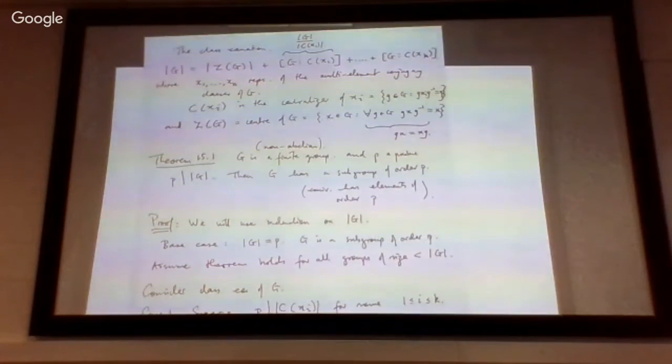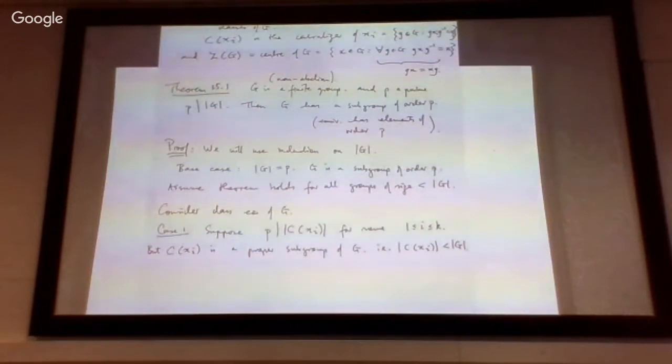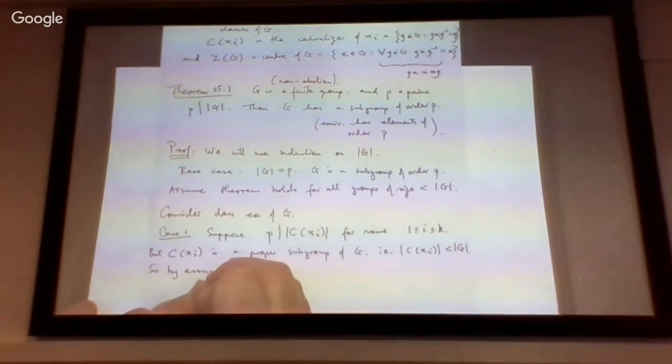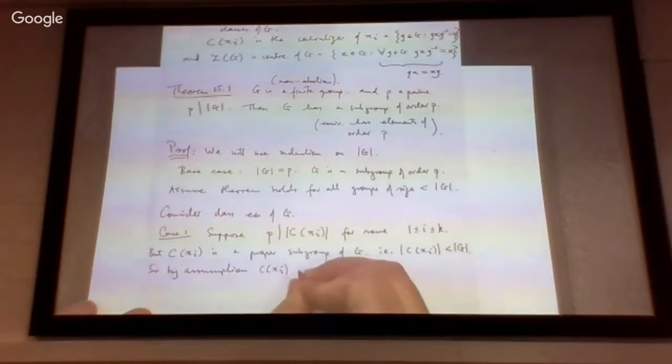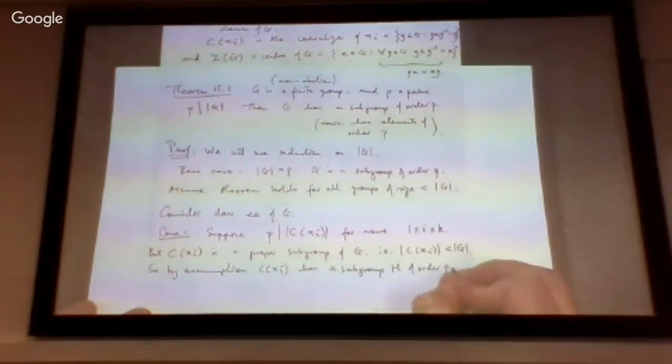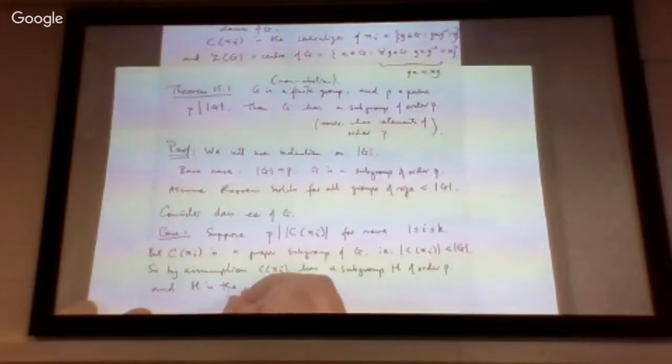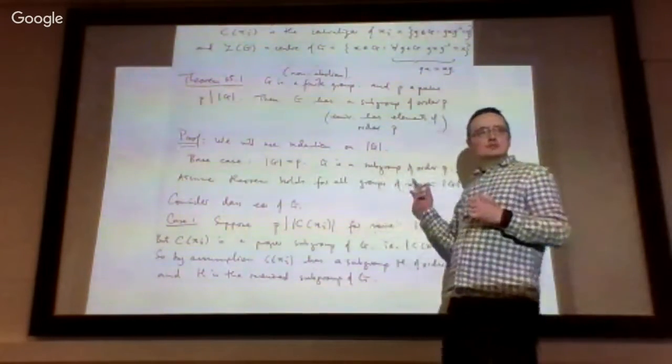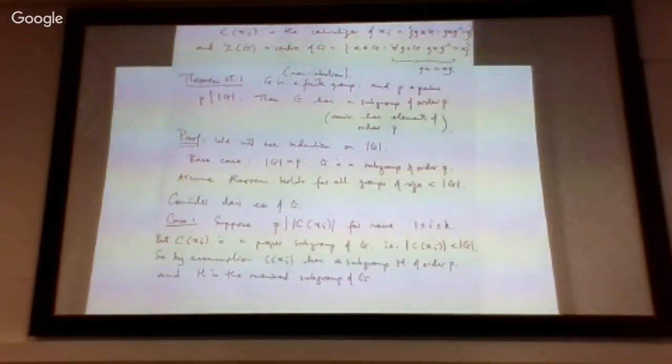So if P divides the order of one of them, we notice that that's a smaller subgroup. By assumption, C(xi) has a subgroup of order P. Call it some H of order P. And H is the required subgroup of G, because H is a subgroup of the centralizer, which is a subgroup of G, so H must be a subgroup of G. So that's the easy case, so to speak. We've assumed the truth of the theorem before, so that's fine, we proved it in that case.